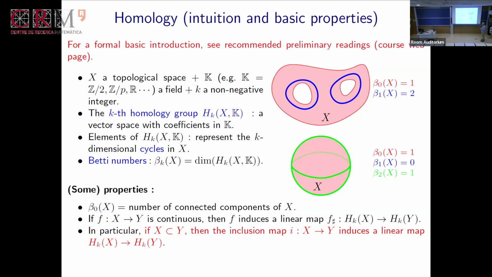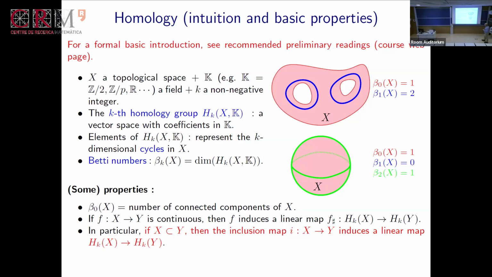A little bit more formally, you are given a topological space X and a field. We are always going to work with persistent homology with coefficients in a field. For example, it can be a finite field, like Z over 2, which is very usual because from a practical perspective it has some advantages, but you can take Z over P or R, whatever you want. And a non-negative integer k, which is the dimension of homology you are interested in.